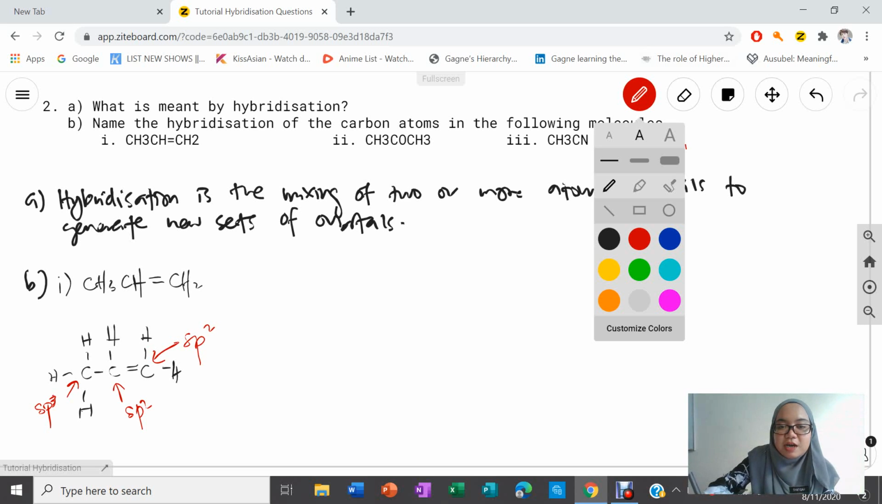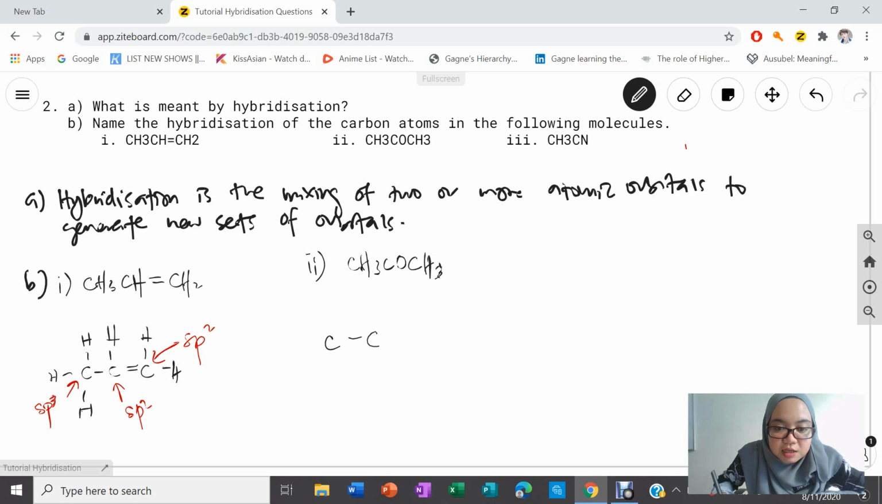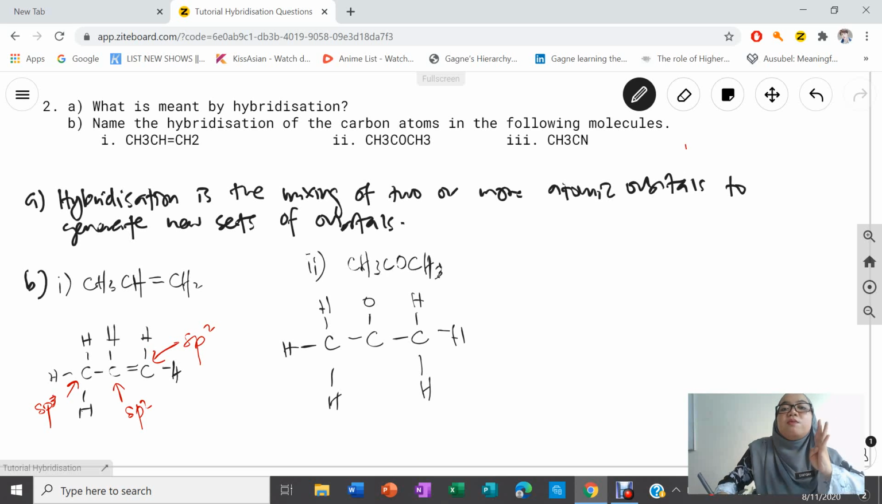Now let's look at question number B2. CH3, CO, CH3. So C, 3 H: 1, 2, 3. 1 oxygen, and 3 H: 1, 2, 3. This central atom C still does not have enough bonds, right? So we put a double bond here. So C: 1, 2, 3, 4.